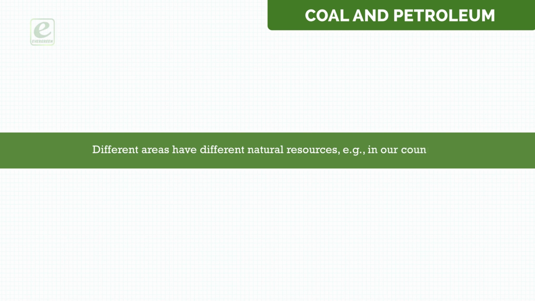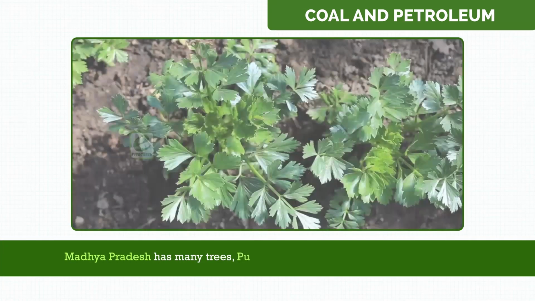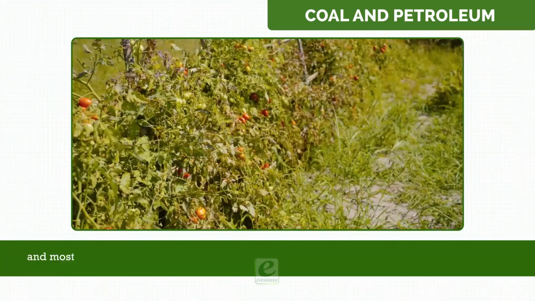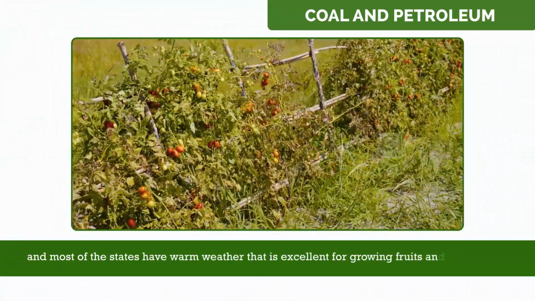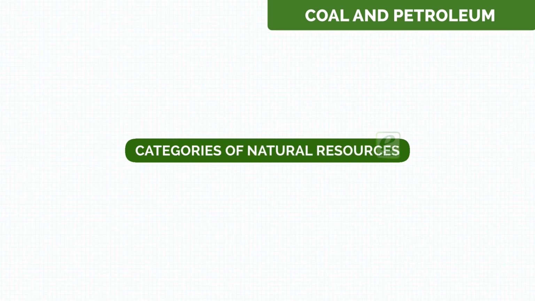For example, in our country, Madhya Pradesh has many trees. Punjab and Haryana have good soil for crops, and most of the states have warm weather that is excellent for growing fruits and vegetables. Categories of natural resources.